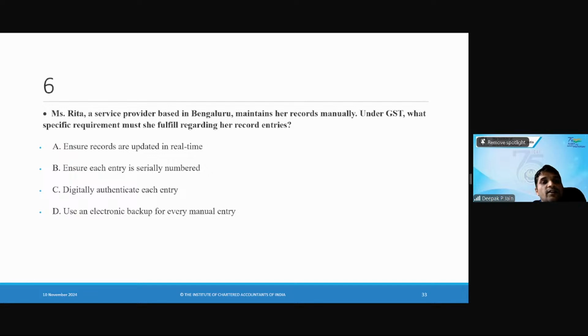Mrs. Rita is a service provider based in Bangalore, maintains her records manually. Under GST, what specific requirements should she fulfill regarding her record entries? Simple है ना? Correct. Answer is B. She should ensure that each entry is serially numbered.